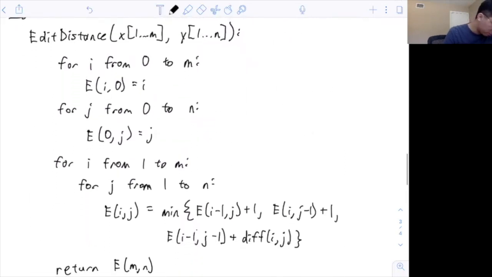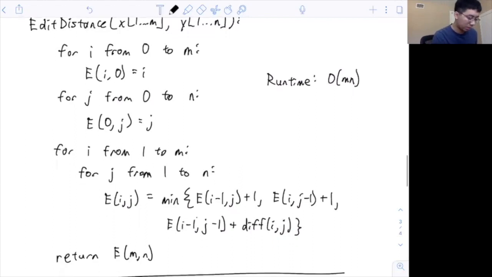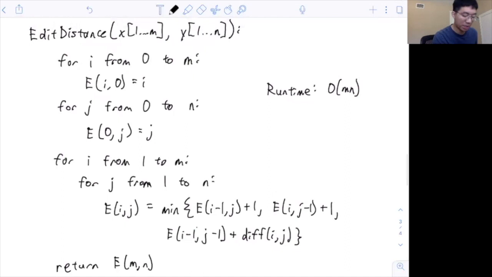So in total, you can see that this algorithm takes a runtime of O of m times n, because that's the number of subproblems we have, and each subproblem takes only constant time because we're taking the minimum of 3 values. So therefore, the runtime is m times n. So this is a good example of how we used dynamic programming to solve the edit distance problem.